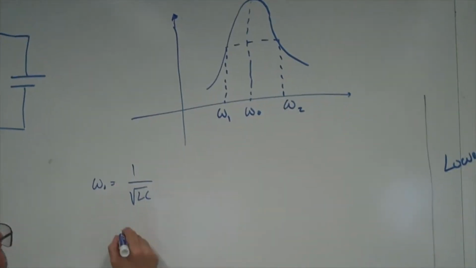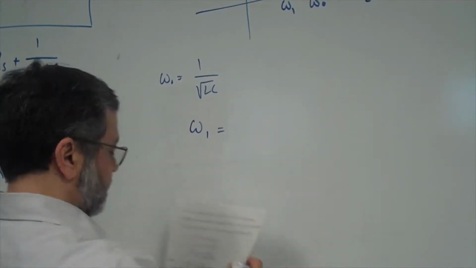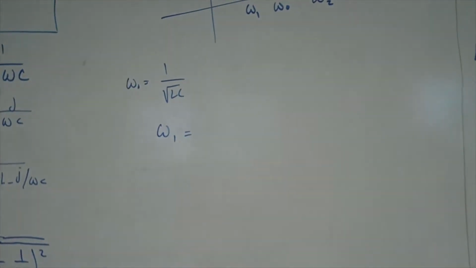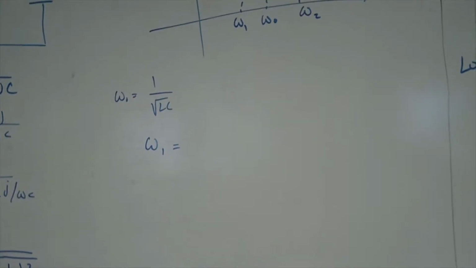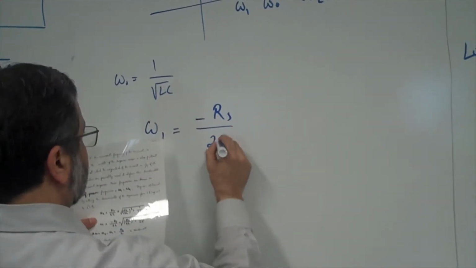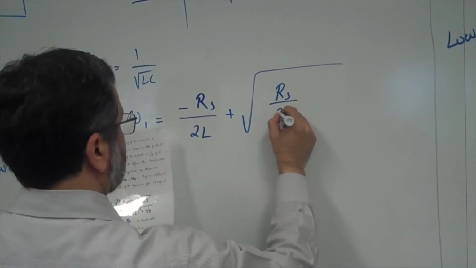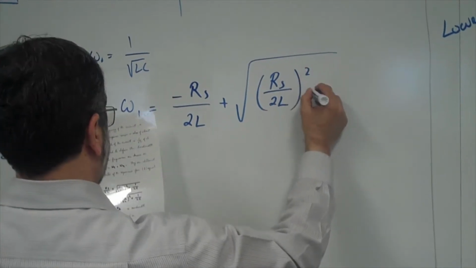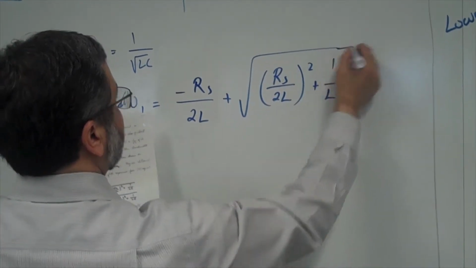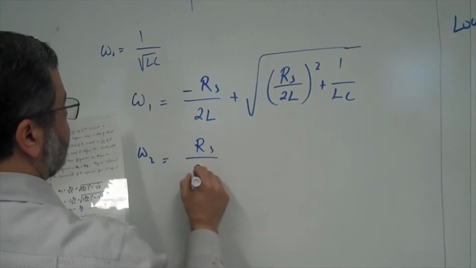What are the equations for omega 1 and omega 2? Omega 1, which is the lower 3 dB frequency. Okay, now I need my notes for that. Omega 1, which is the lower one, is minus RS over 2L plus the square root of RS over 2L squared plus 1 over LC. Omega 2, which is the upper 3 dB frequency, we're going to find the same way.